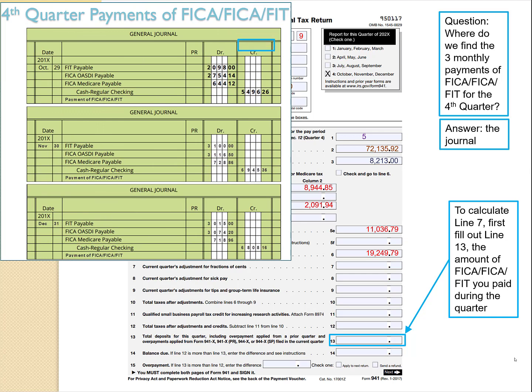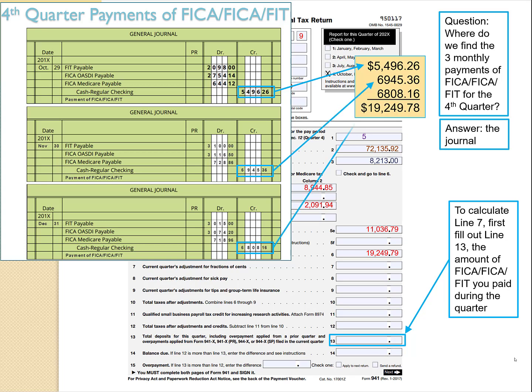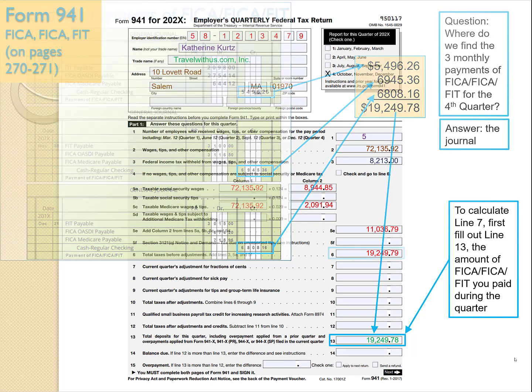And in October, we paid $5,496.26, November, $6,945.36, and in December, $6,808.16. Now we need to add those up. And that gives us a total of $19,249.78. So those are our payments that we made of FICA FIT. So that is line 13. Now that we have line 6 and line 13 filled out, then we can go back and figure out line 7.